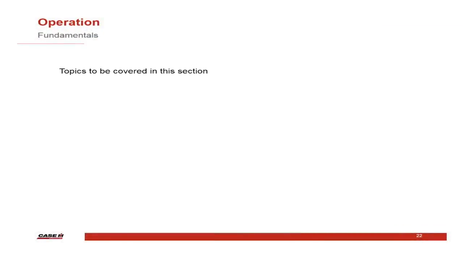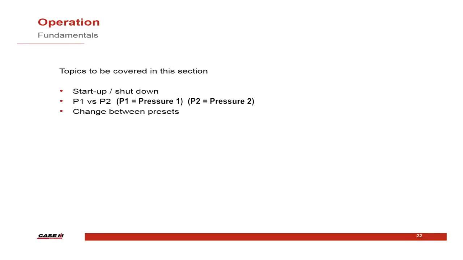Some of the topics we're going to cover in this section are the fundamentals of startup and shutdown of the system, changing pressures between the two presets, changing between the boom presets, initializing and turning on turn compensation, turning on overlap control, viewing and editing our coverage maps, and also knowing when and how to delete maps when we finish the field.